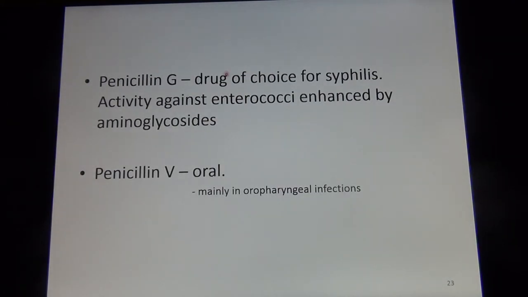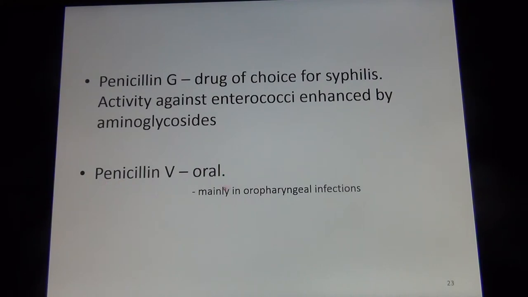So penicillin G is a drug of choice for syphilis, and it has activity also against enterococci. The activity against enterococci is enhanced by combination with aminoglycosides. So it's common for doctors, when they treat an infection, to sometimes need to combine two types of antibiotics to tackle the infection. So in this case, to kill the enterococci and to handle this kind of infection, you have to add aminoglycosides such as gentamicin to penicillin G.